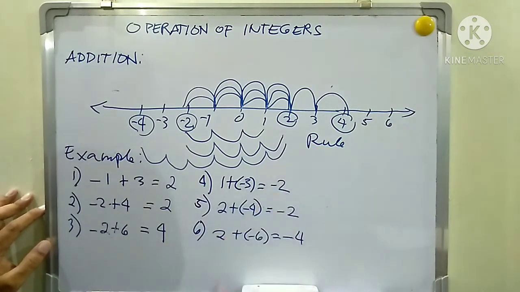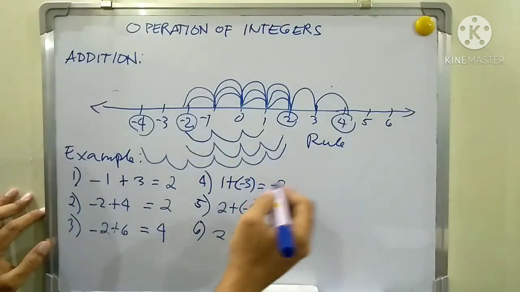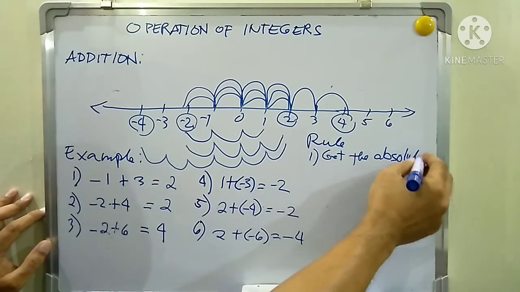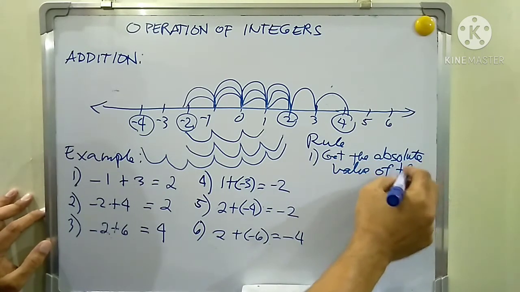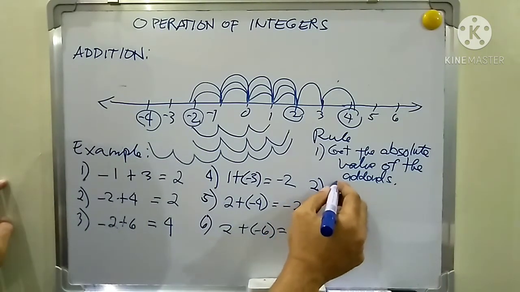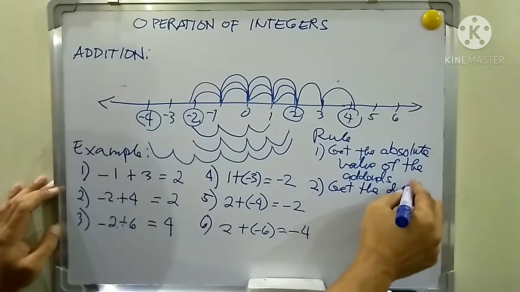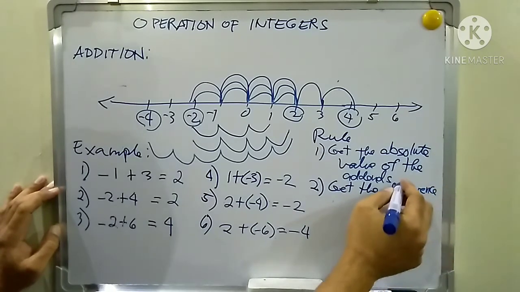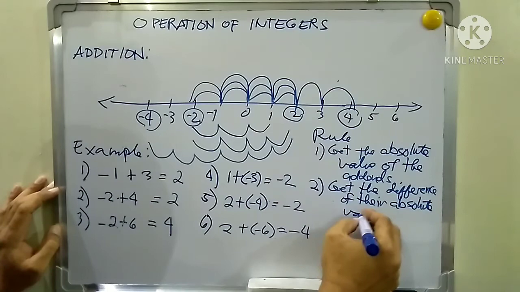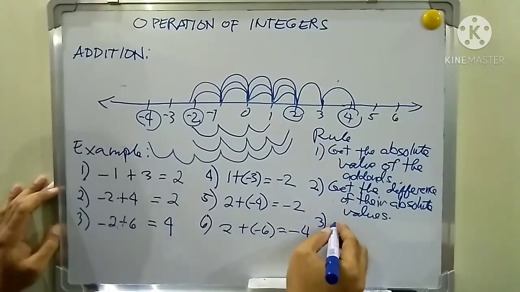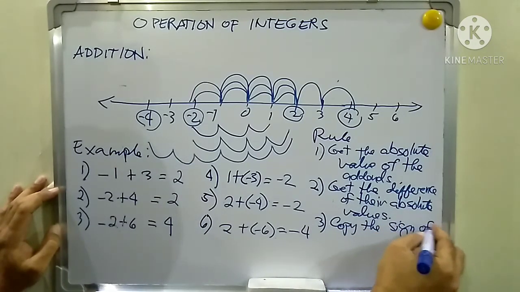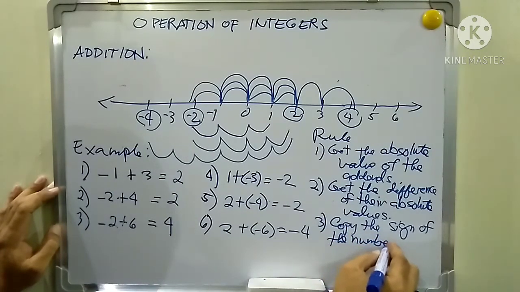Let us make a rule in adding integers of different signs. Number 1, get the absolute value of the numbers. Second, get the difference of their absolute values. And the third is copy the sign of the number farther from 0.